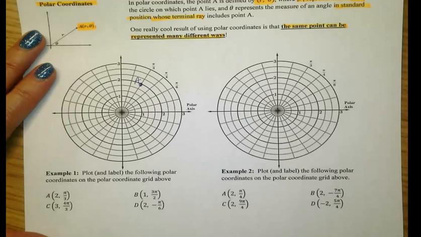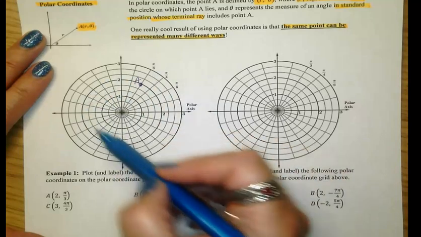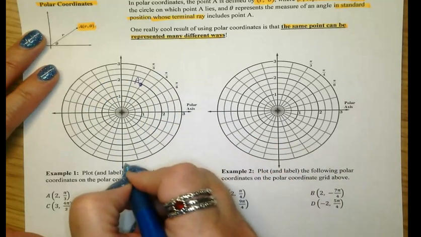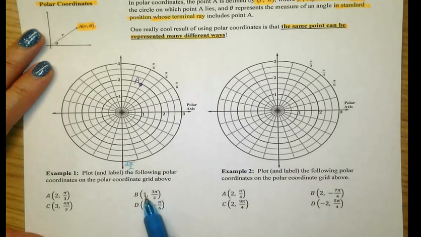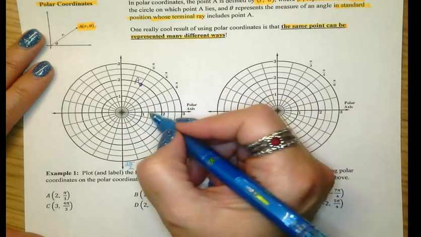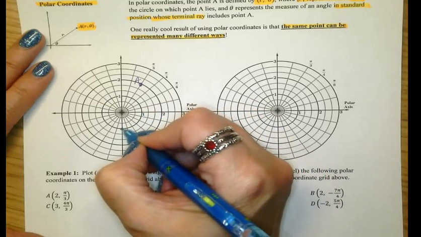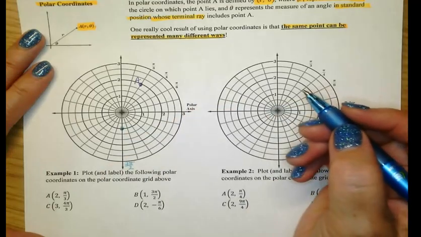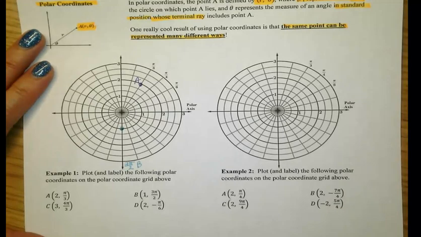All right, so let's look at B. So B, I'm going to be at 3 pi over 2. So starting at the polar axis and going around to 3 pi over 2, we're down here. And then we're going to go 1 numbered count from the pole or the origin. Remember, this is the 1 ring right here. And so then I go down here and put that dot on that 3 pi over 2 angle, and that is my B.